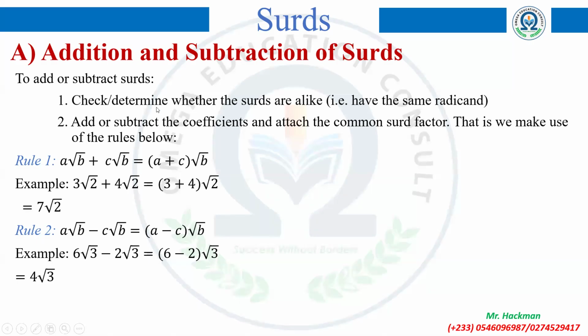Rule 1, check or determine whether the sets are alike. In algebraic expression, before you can add or subtract expressions, the expressions must be alike, true or false? True. So in the same way, before you can add or subtract sets, which will be your expression, they must be alike. And how do we determine that the sets are alike? We said they should have the same radical on the face of it. Is that clear?